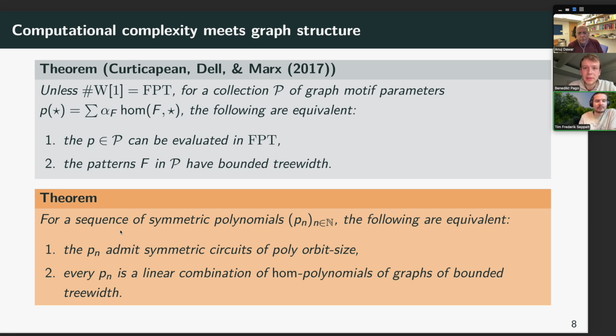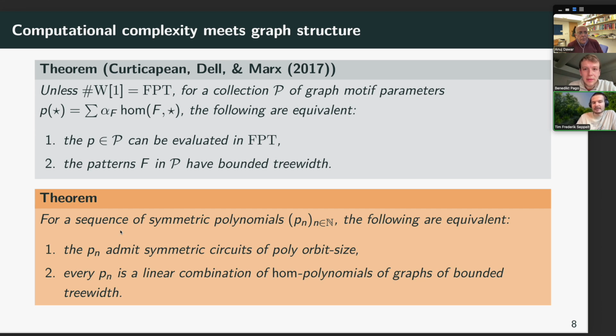We show that for a sequence of matrix symmetric polynomials Pn, the following two things are equivalent. The polynomials admit symmetric circuits of polynomial size. Let's skip over this orbit size aspect. So think of this as being polynomial size, if and only if the polynomials can be written as linear combinations of homomorphism polynomials for pattern graphs of bounded tree width.